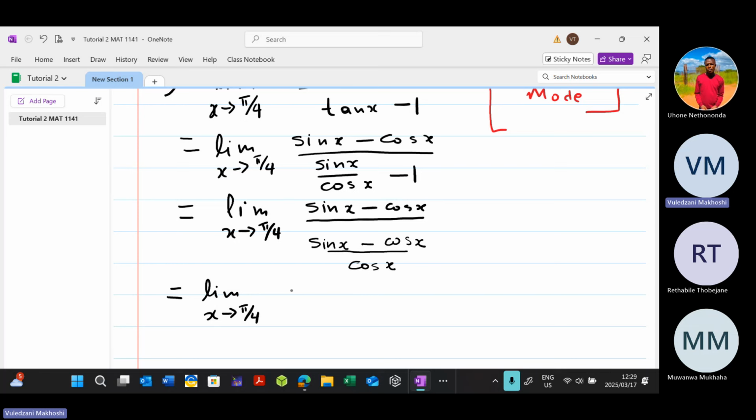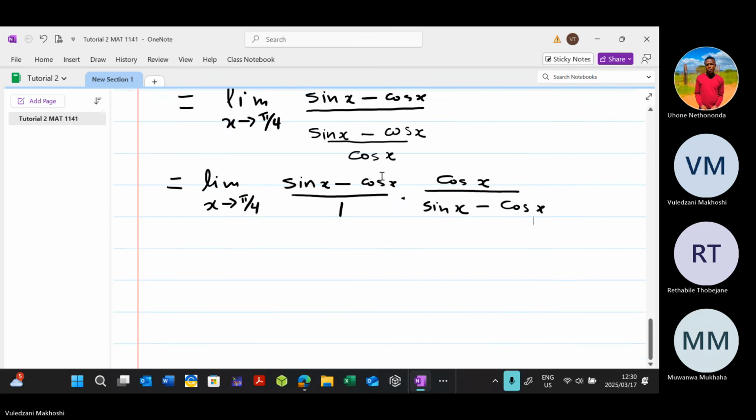Now let us simplify this. We have sine of x minus cosine of x over 1 multiplied by cosine of x over the sine of x minus the cosine of x. If we do that, we end up with the limit when x is approaching pi over 4. You can see this expression and this expression are the same, so they will cancel out and we're left with cosine of x. Now pi over 4 is in the domain of cosine of x, which is going to give us 1 over root 2.